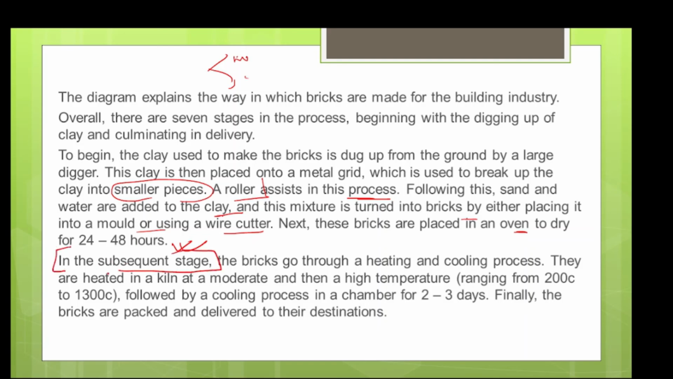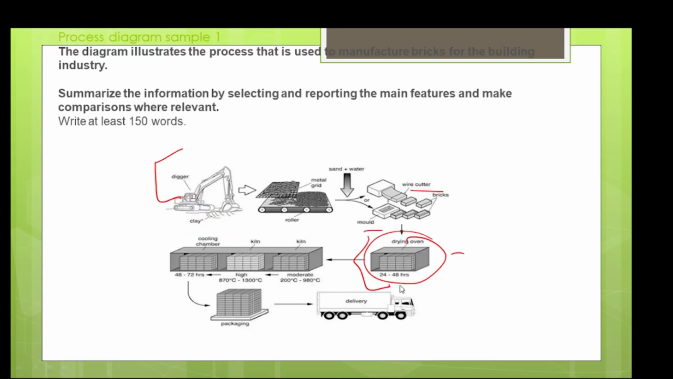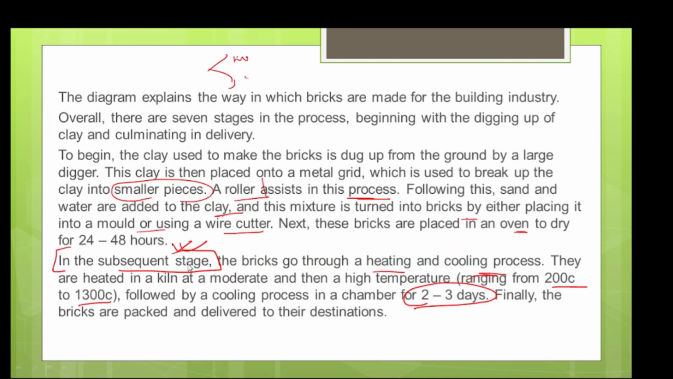This is your vocab which you can use. The bricks go through a heating and cooling process. So they are heated in a kiln at moderate and high temperature ranging from 200 to 1300 degrees Celsius, followed by a cooling process in the chamber for 2 to 3 days. So instead of 48 to 72 hours, we have mentioned 2 to 3 days. Finally, the bricks are packed and delivered to the destination.